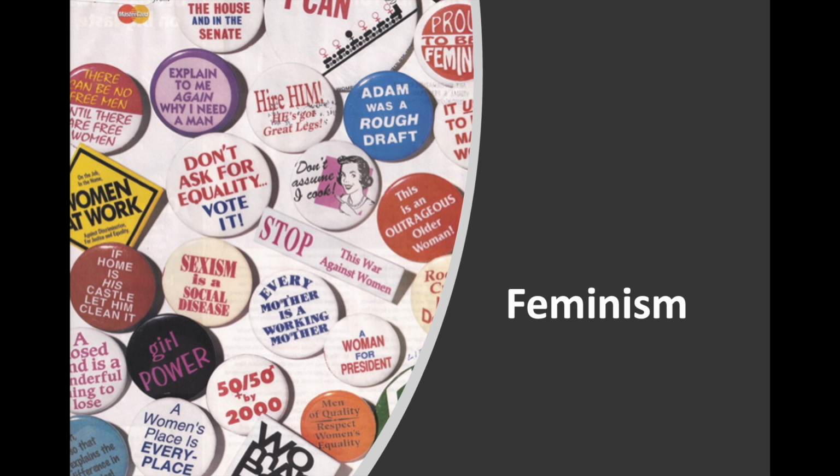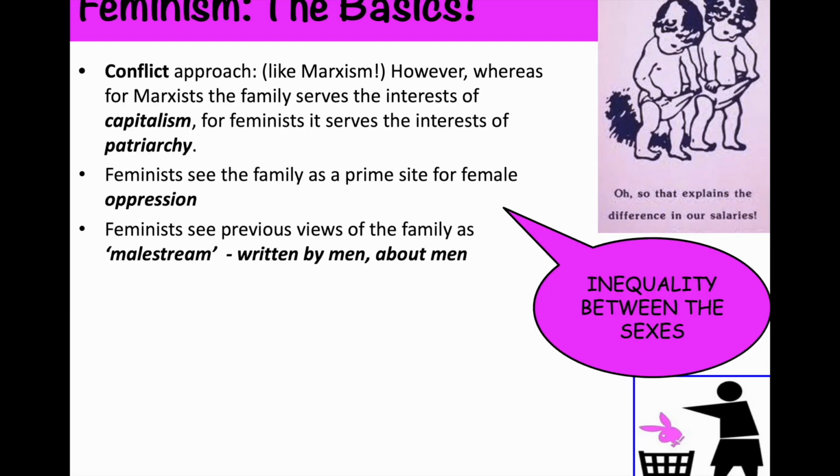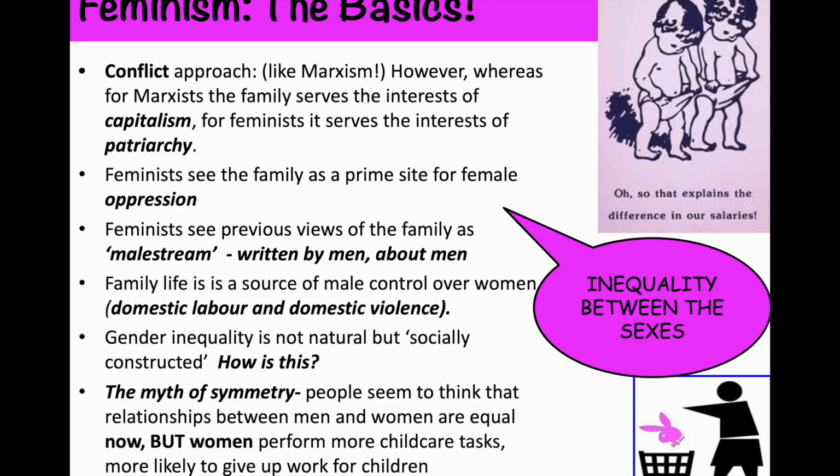Feminism. So feminist theory, again, is a conflict approach. Everything is about patriarchy as opposed to capitalism, the male-dominated society that we live in. The family is a negative thing for a lot of feminists. It's the prime site of female oppression. It's the site of domestic labor and domestic violence. And nowadays, feminism is as needed as ever, because it seems that we think that women are equal, but they're actually not. So that belief that they're equal prevents them from becoming equal, if you like.